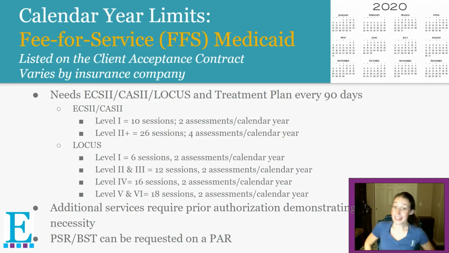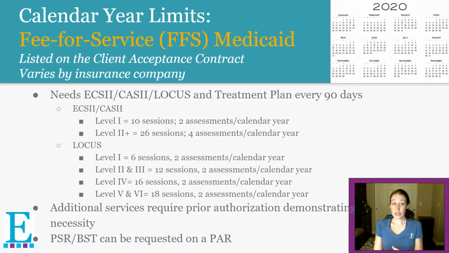Calendar year limits. Again, this is one that you're probably going to want to come back to. Every one of us is seeing fee-for-service clients or FFS Medicaid, and that would be listed on your client acceptance contract. Calendar year limits for fee-for-service Medicaid are listed here. Typically, we say that it's a safe bet that most of our children get about 26 sessions or 4 assessments per calendar year, depending on their CASI or XE score.